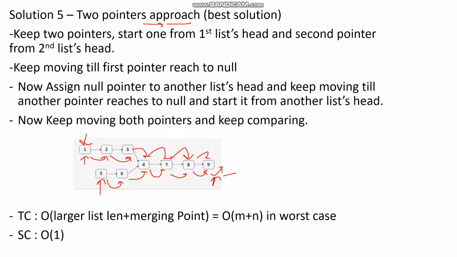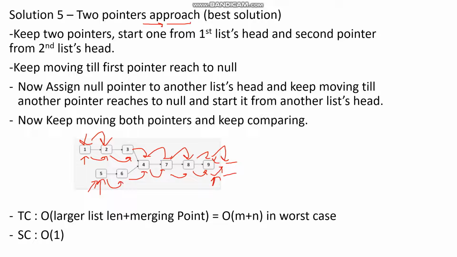So it will come here. Then again we will move our pointers by one step. It will come here and it will point to null. So again we found the null in the pointer. This time we will point this pointer to the other linked list's head, that is linked list 1, because earlier this pointer was pointing to linked list 2.